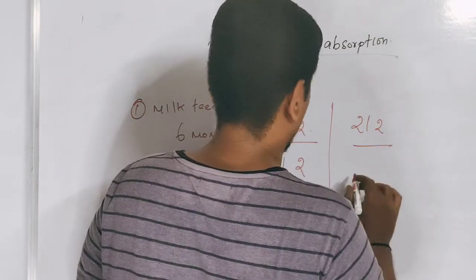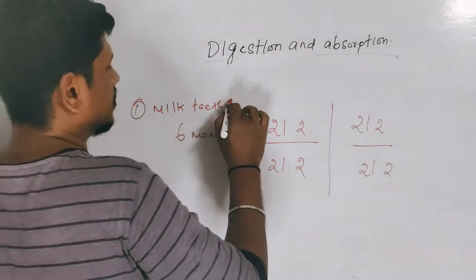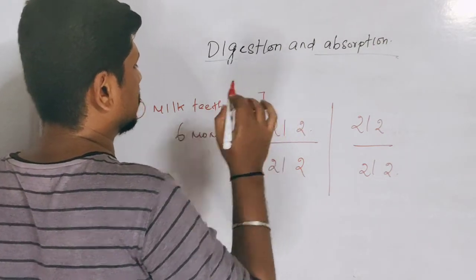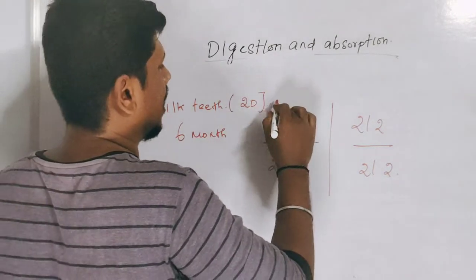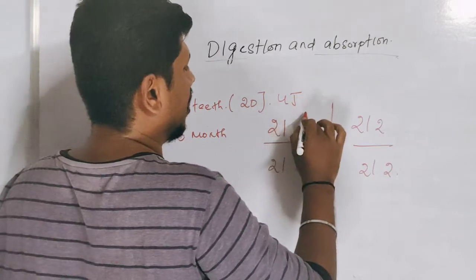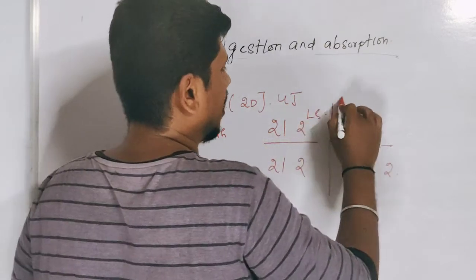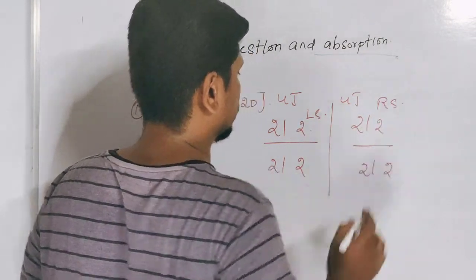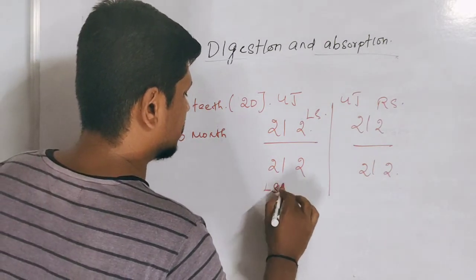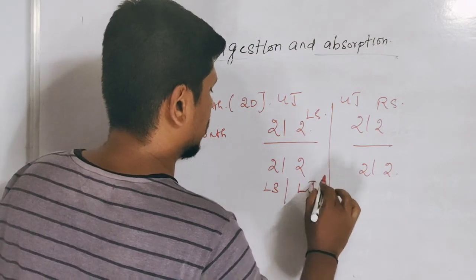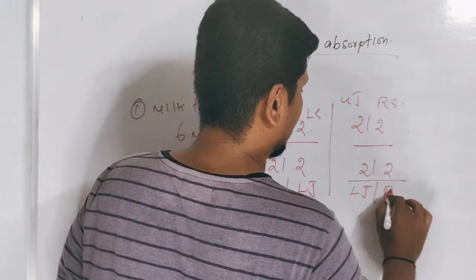Again 2-1-2. See, total milk teeth present is around 20 in number. Try to remember. Now listen. This area you can consider as upper jaw, left hand side. Similar way, this part is upper jaw, right hand side. Similar way, this part is lower jaw, left hand side, and this part is lower jaw, right hand side.